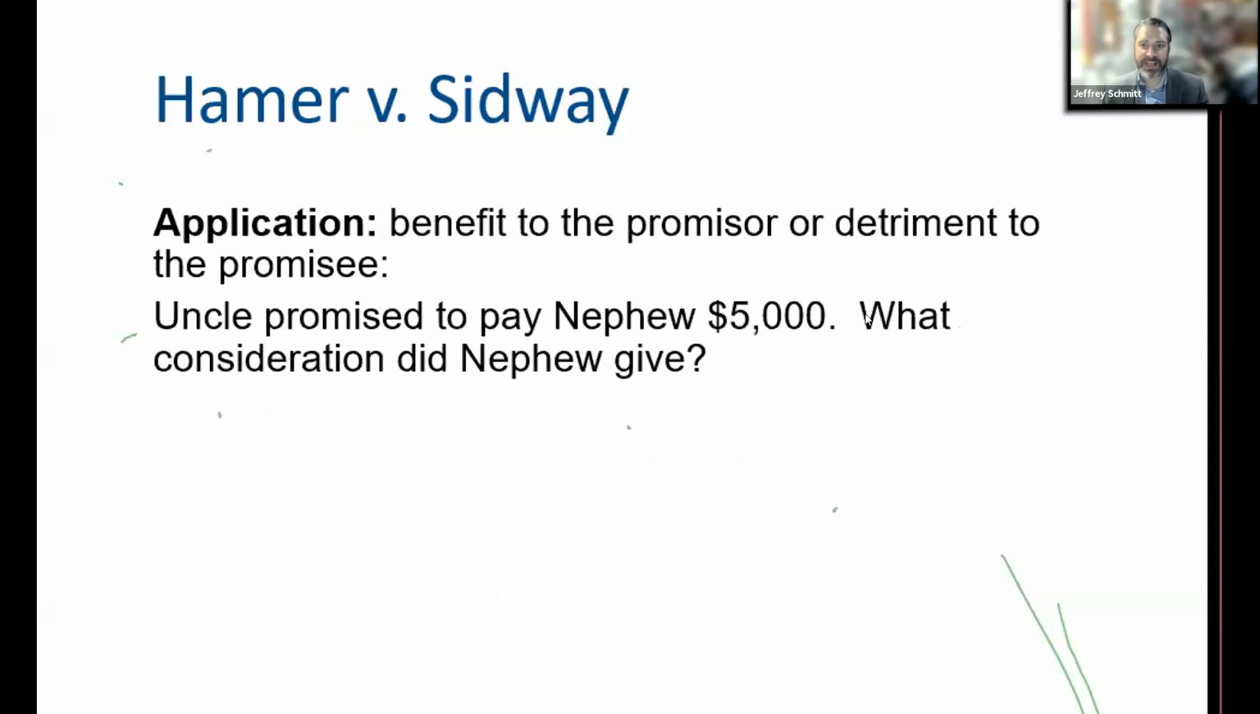So, benefit or detriment, let's start there. Anytime you get a rule like this, you want to break it down into elements and apply each part separately in a logical way, being as clear as you can.